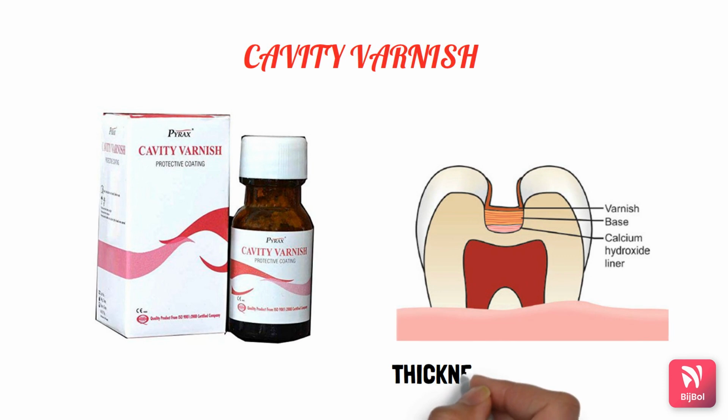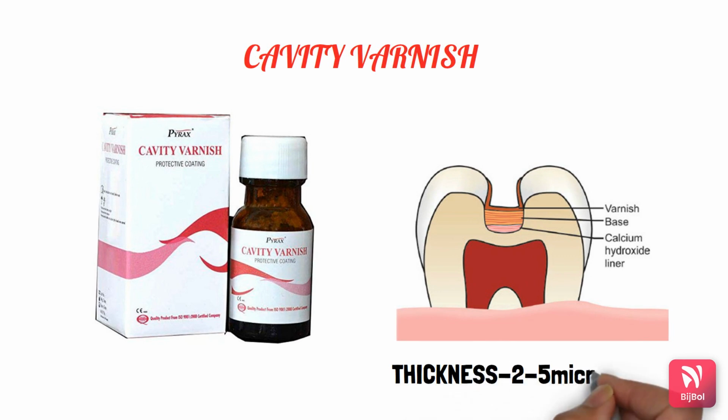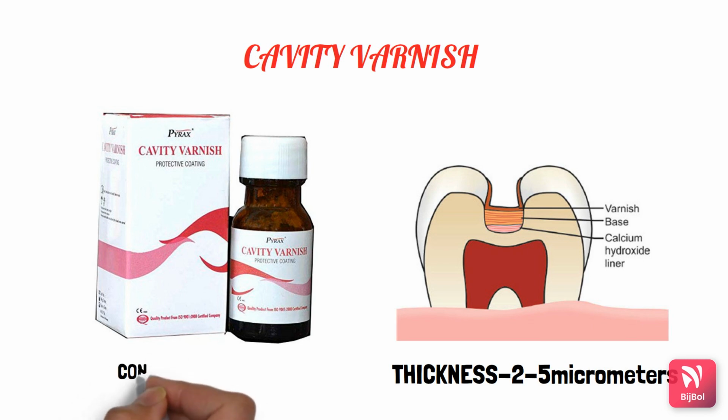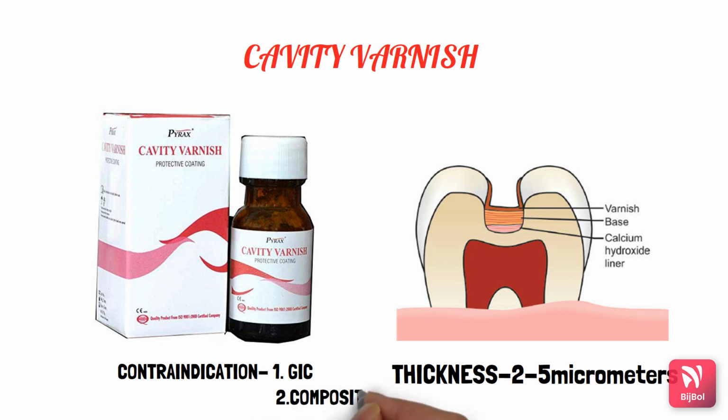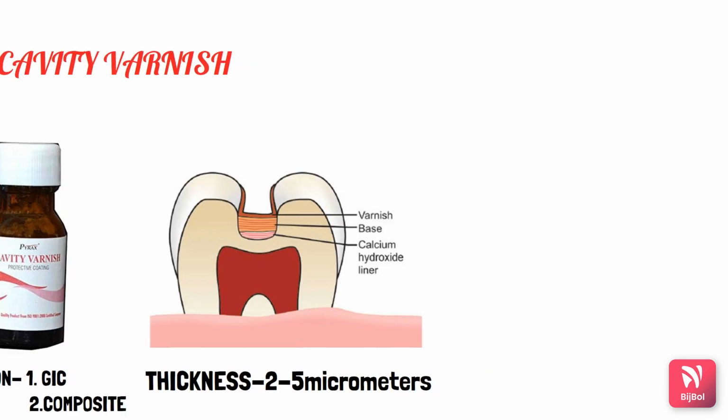The thickness of the varnish is usually 2 to 5 micrometers, and 2 coats of the varnish produce an effective sealing. And the varnishes are contraindicated under the GIC as they interfere with the setting of the cements, and also under the composite restorations as they interfere with the polymerization process.